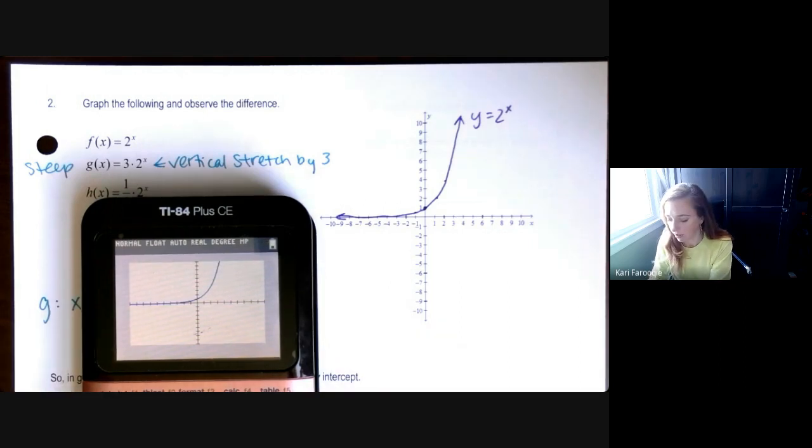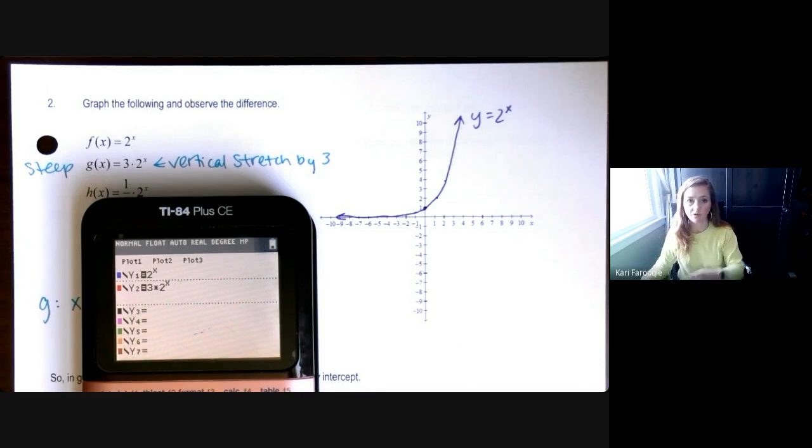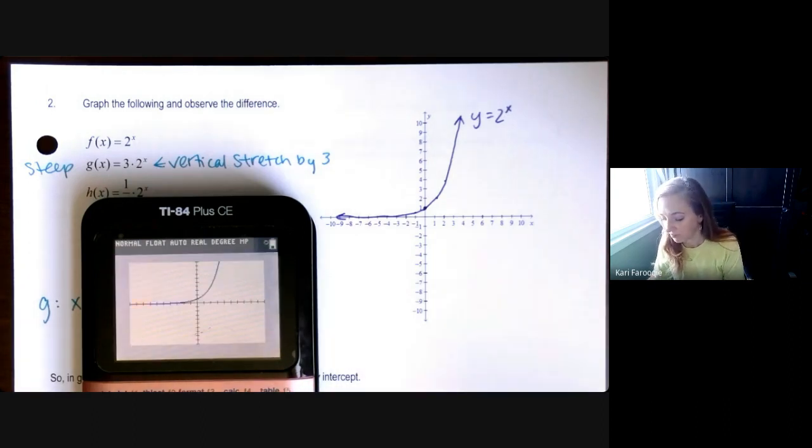And then if we have, whoops, is it ready? All right, 3 times 2 to the x. Be careful here with how you enter this. Your calculator is going to know to use the exponent before it multiplies, so make sure you're not using parentheses there. Otherwise, it'll think you mean 6 to the x when you don't mean 6 to the x.